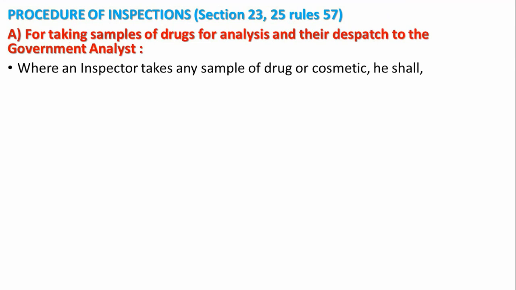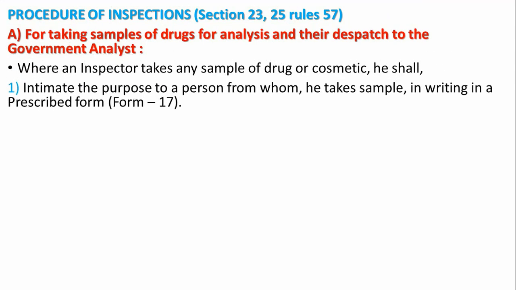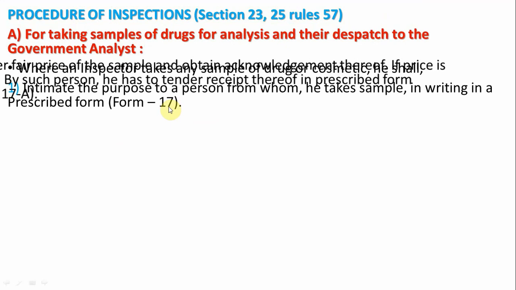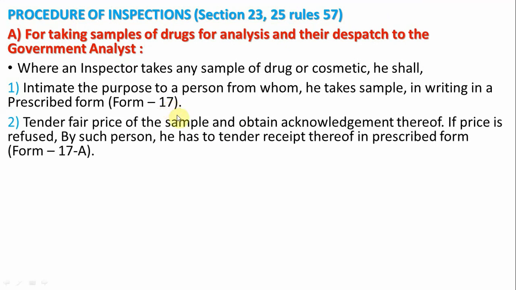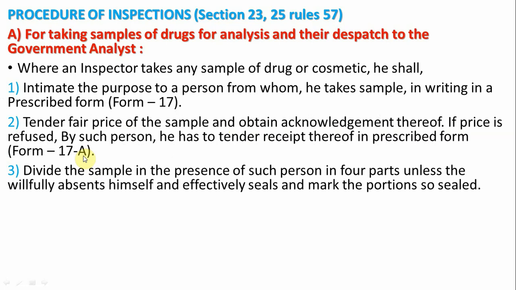Where an inspector takes any sample of drug or cosmetic, he shall first intimate the purpose to the person from whom he takes the sample, in writing in the prescribed form, that is Form number 17. Then tender the fair price of the sample and obtain acknowledgement thereof. If the price is refused by such person, he has to tender a receipt thereof in the prescribed form, that is 17A. Then divide the sample in the presence of such person into 4 parts, unless he willfully absents himself, and effectively seal and mark the portions so sealed.